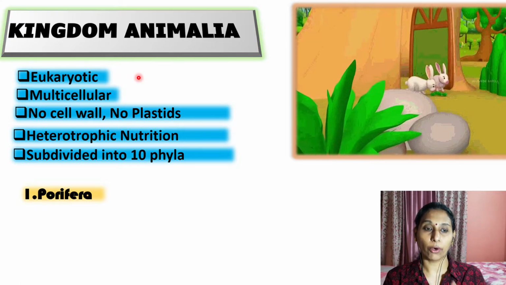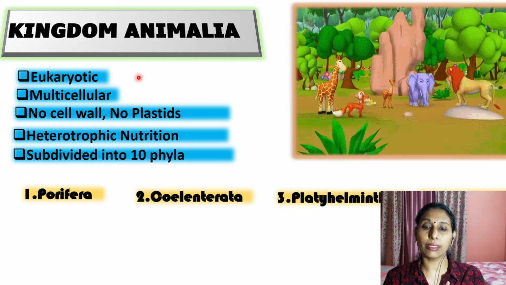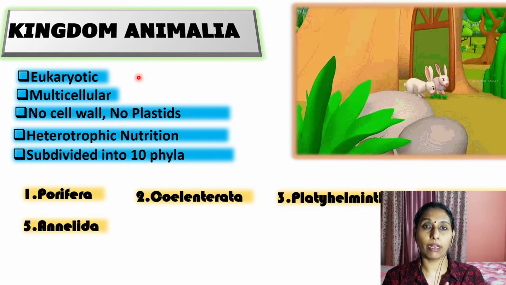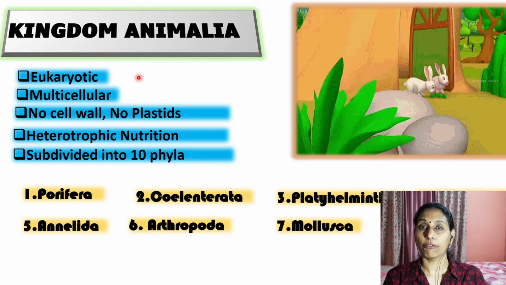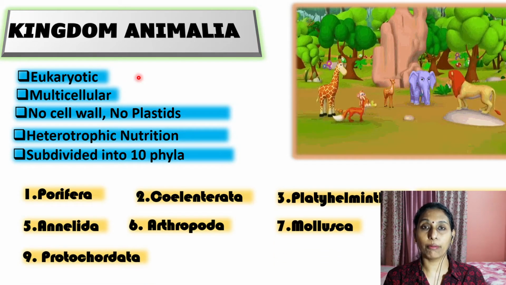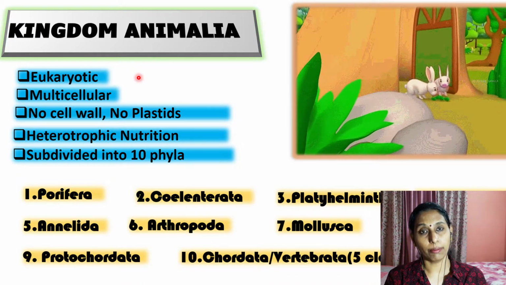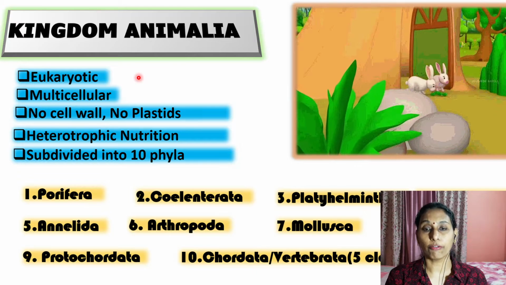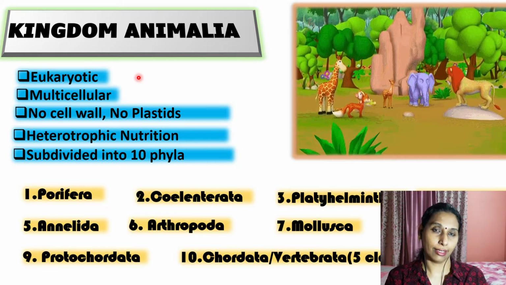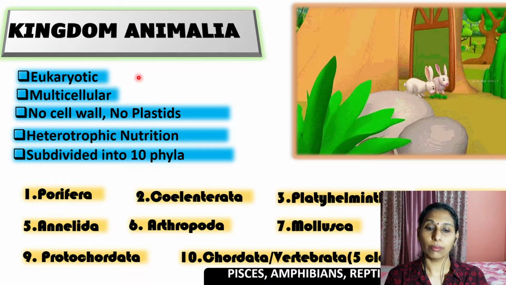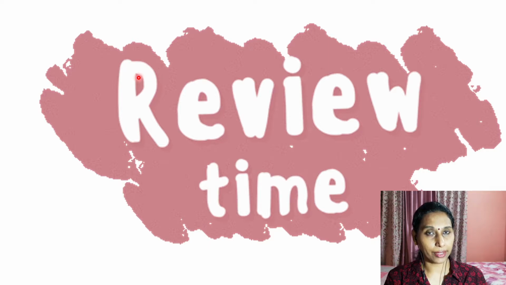First is phylum Porifera, then phylum Coelenterata, phylum Platyhelminthes, phylum Nematoda, phylum Annelida, phylum Arthropoda, phylum Mollusca, phylum Echinodermata, phylum Protochordata, and phylum Chordata or Vertebrata, the biggest kingdom with 10 phyla. And the last phylum is subdivided into 5 classes. Okay. So these were the 5 kingdoms and the characteristics.